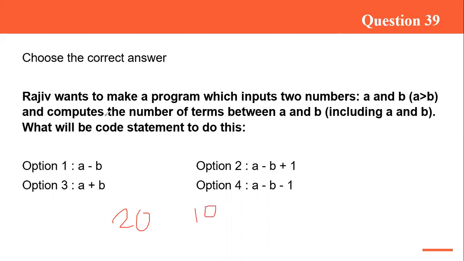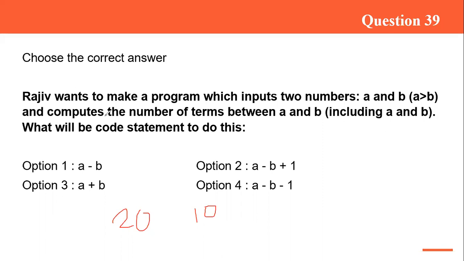And computes the number of terms between a and b. How many terms are there between a and b? We have to count them. Now, in between 10 and 20, how many terms are there? How many terms are there in between 20 and 10, including A and B? They are telling, including A and B. It's not exclusive. Got it, everyone? Including A and B means what?